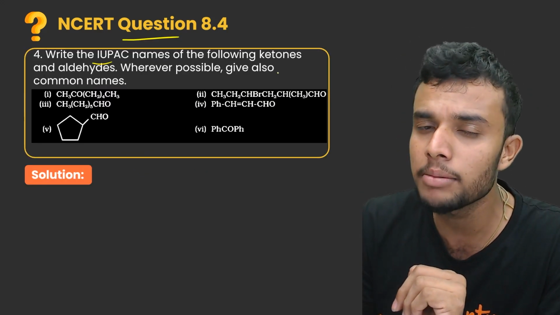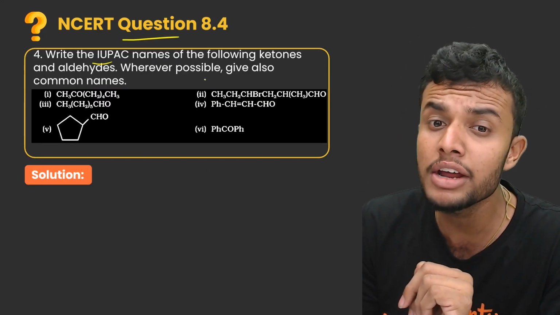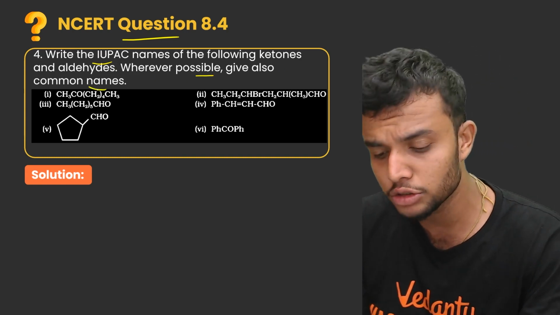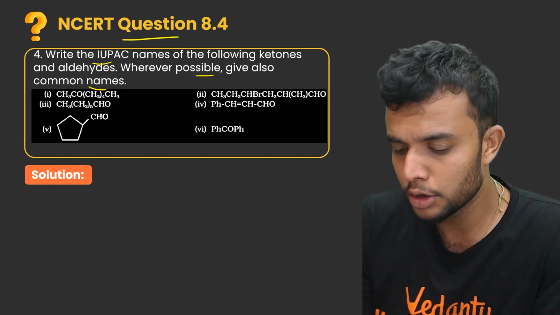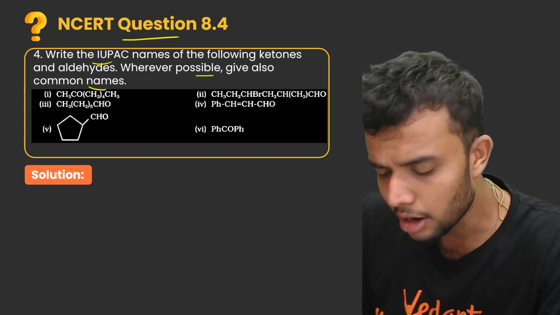Write the IUPAC name of the following ketones and aldehydes. Wherever possible, give also common names. Okay, students? Wherever possible is nothing but for some compounds they don't have any common name. That's why. Okay, students? Come on, let's move on to the first one.